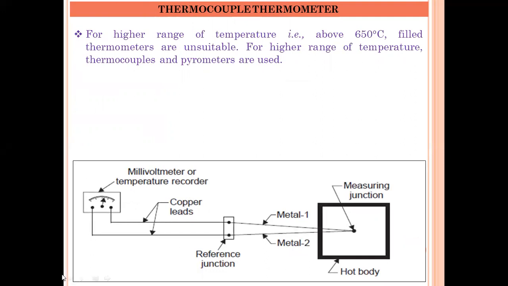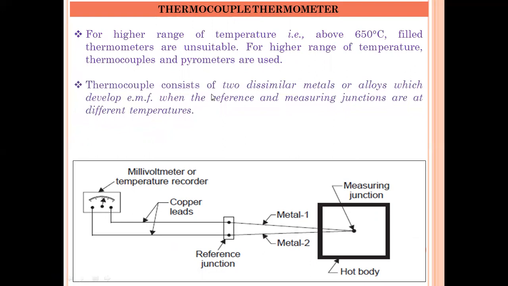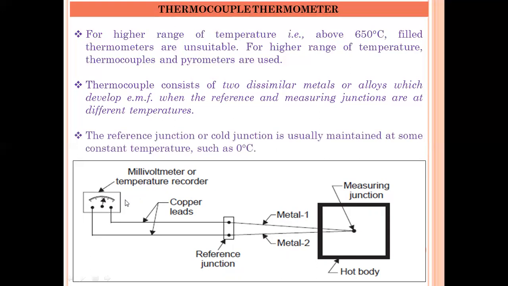This is the block diagram for the thermocouple thermometer, which consists of two dissimilar metals or alloys that develop an EMF when the reference and measuring junctions are at different temperatures. Due to the difference in temperature between the reference junction and the body whose temperature is to be measured, an EMF is induced, and this induced EMF can be calibrated on a voltmeter or galvanometer, from which we can sense the temperature of the body.